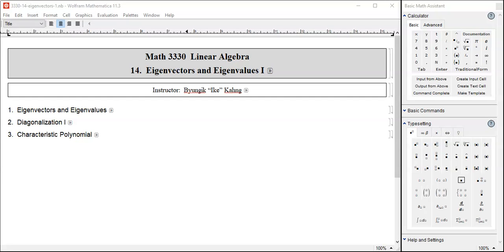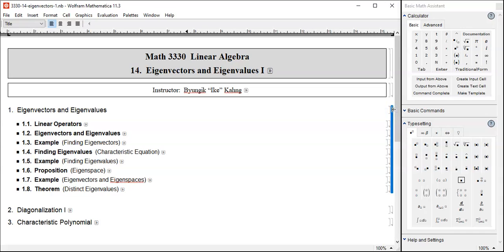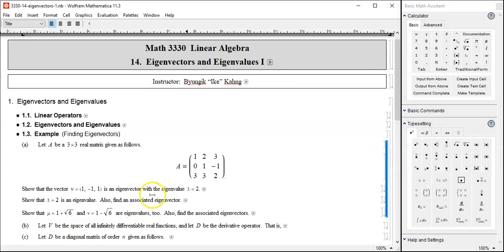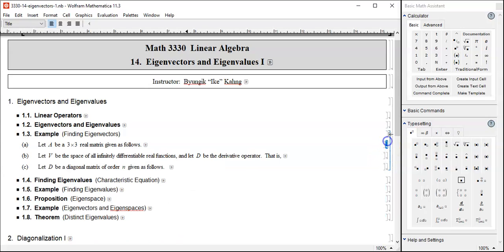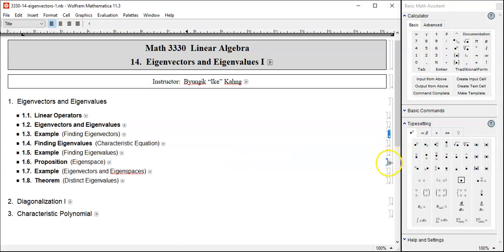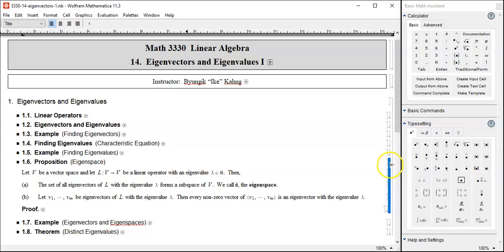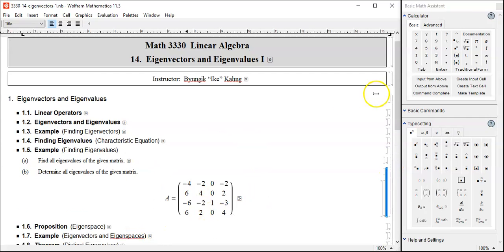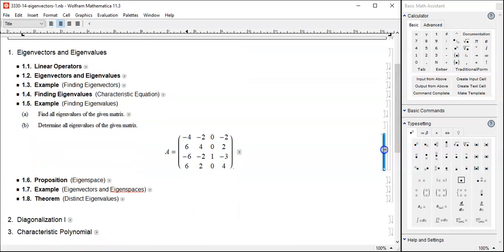Hello students, welcome back. In the previous videos, we did some computations. We did some theory, yes, but mostly we did computations. First, we went through eigenvectors and eigenvalues for 3 by 3. And then we went through something for 4 by 4.